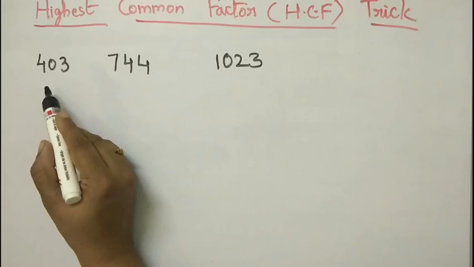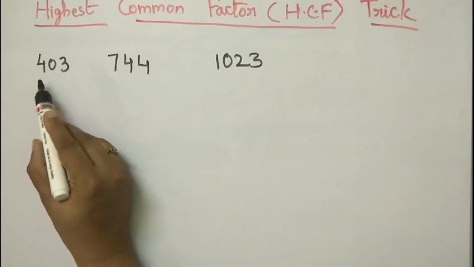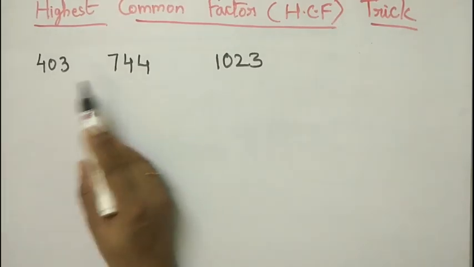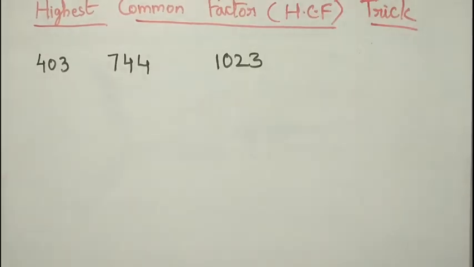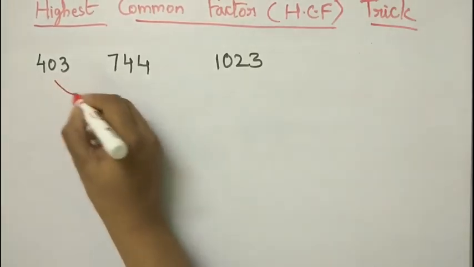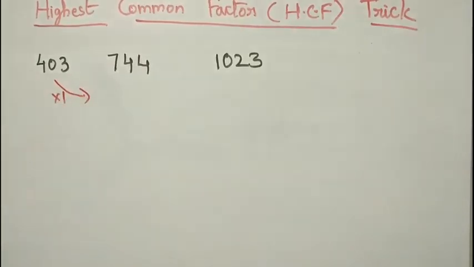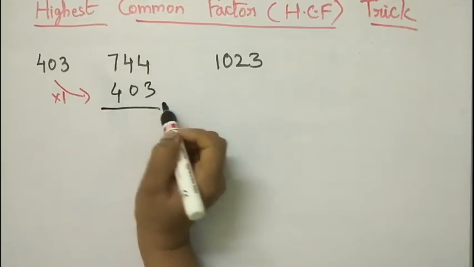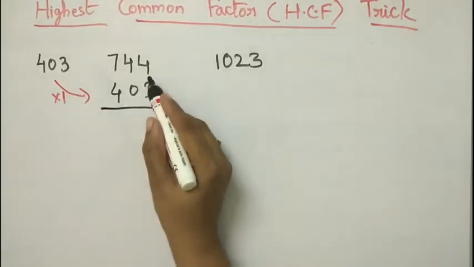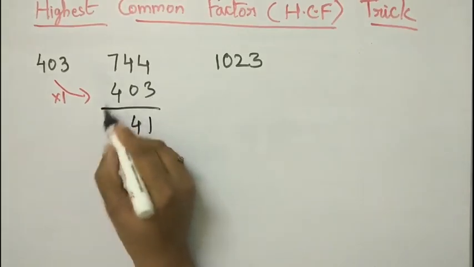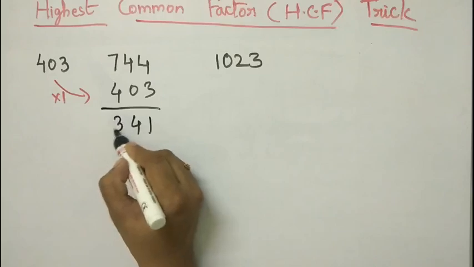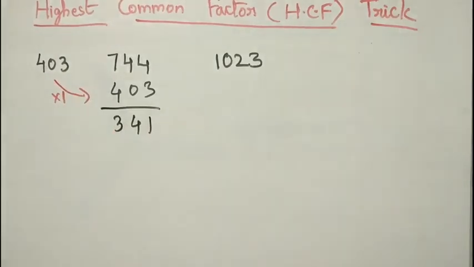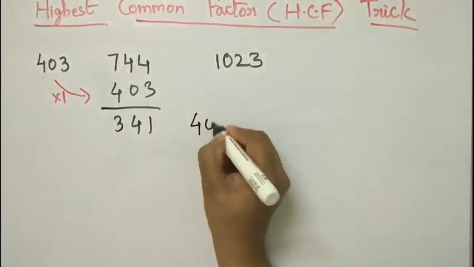Now check in the 40 table where you will get a value less than 74. So 40 into 2 is 80, so it is enough if you multiply with 1 and write the value here. So it is 403. Now subtract. You will get 7 minus 4 is 3, 1, 3. Now write down this value here, 403.